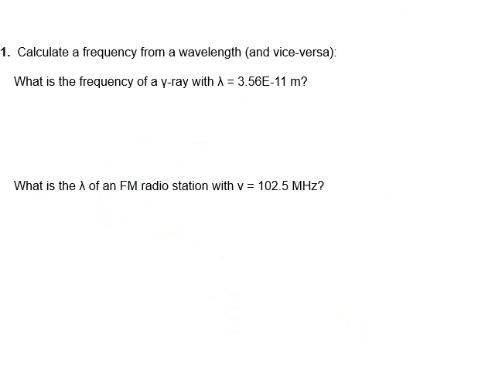All right, so find a frequency from a wavelength and vice versa. We're going to use the same formula for both. The speed of light, c, equals the wavelength lambda times nu, which is the frequency, and they have to be in the right units. The wavelength has to be in meters, and the frequency has to be in seconds to the -1, or hertz.